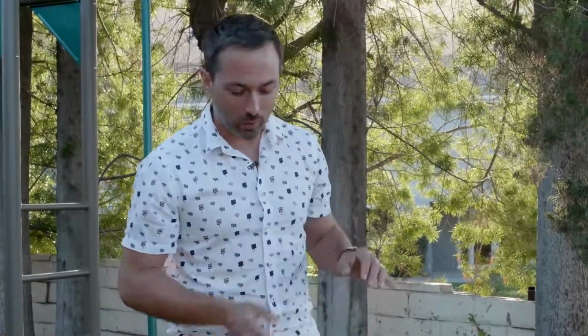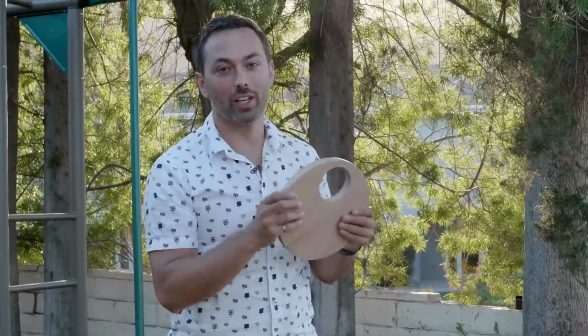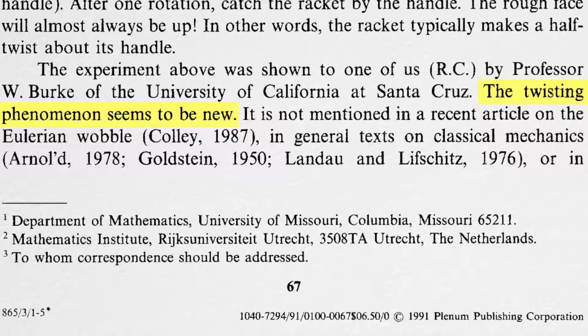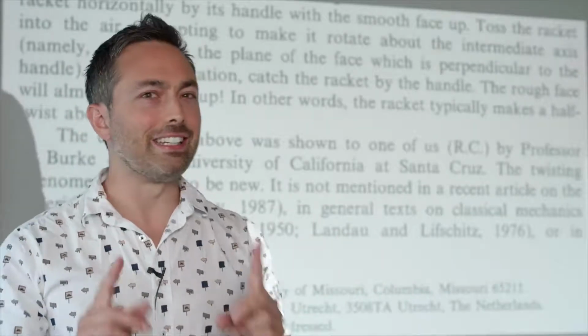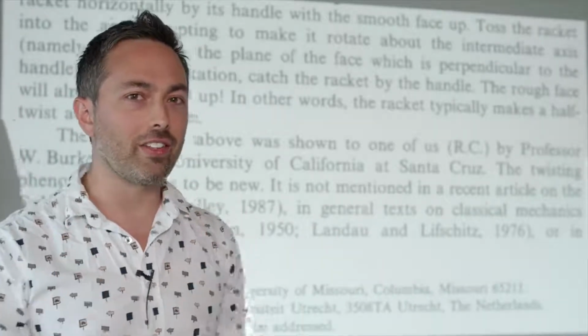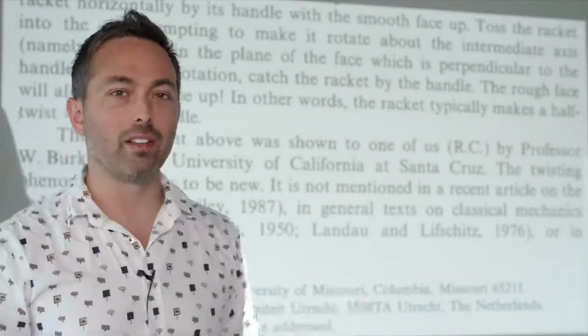For that, you need what's called an asymmetric top, something with 3 different moments of inertia in its 3 different principal axes. Now, the tennis racket paper claims the twisting phenomenon seems to be new. It is not mentioned in general texts on classical mechanics, amongst other sources that they've checked. But it is, actually. It's even in the textbook they cited, Landau and Lifshitz.